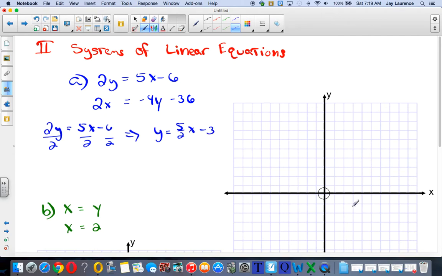So I can graph that equation. So I need a negative 3 as my y-intercept. So 1, 2, 3. And it looks like my slope is rise 5, 1, 2, 3, 4, 5, run 2. And rise 1, 2, 3, 4, 5, run 2. All right, I did that one in blue.